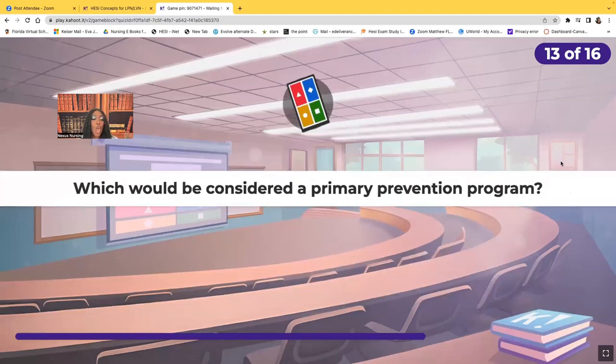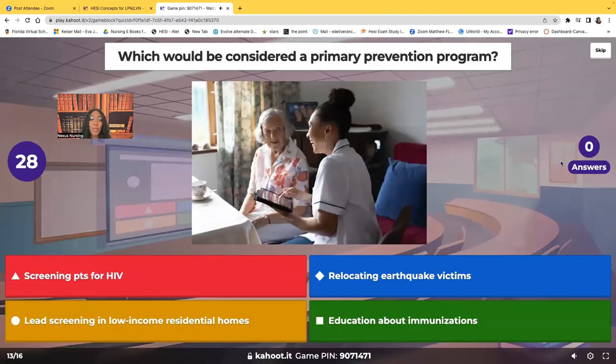13 out of 16. Which would be considered a primary prevention program? Everyone should know the answer because I taught this to you. Which would be a primary prevention program? Would it be screening for HIV, relocating earthquake victims, screening for low-income residential homes, or education about immunizations? Which one falls under primary preventative program?